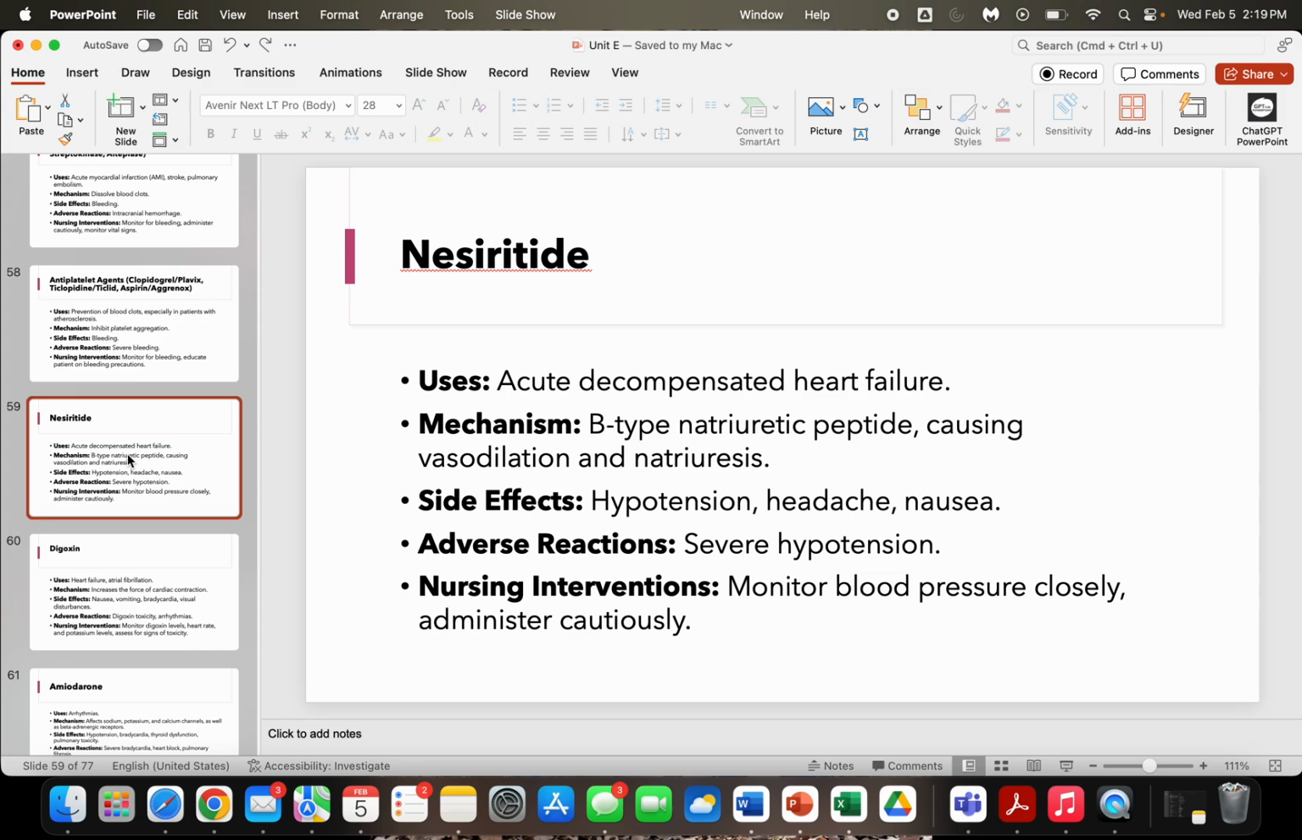This one's not quite as common, nesiritide, but basically it does help us in a patient who's had heart failure that's completely decompensated. It causes vasodilation and natriuresis. So it has to do with the B-type natriuretic peptide. Again, it's not as common as a med. I'm not as familiar with it. But basically, this is the breakdown of that med. One of the biggest things that can occur is hypotension. So we always want to make sure we monitor blood pressure.